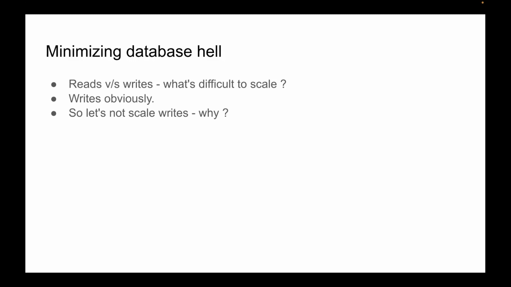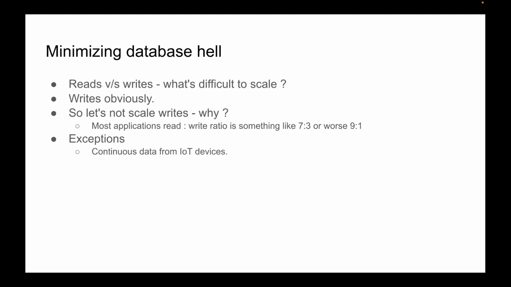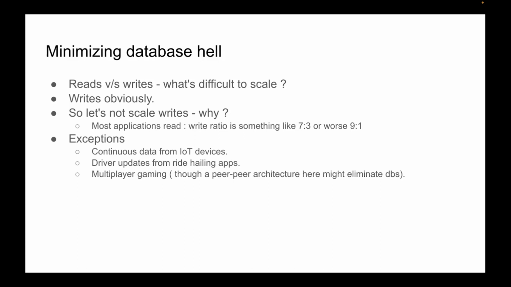And somebody would say, oh, well, why not? Right? So for most applications, the read to write ratio is something like 7:3 or 8:2 or 9:1. There are some exceptions, like if you have continuous data coming from IoT devices, or an application like Uber, where there are constant driver updates, or a multiplayer gaming scenario. I mean, we could argue that a peer-to-peer architecture could eliminate the need for multiple writes on a DB, but this is a common write-heavy scenario, right?